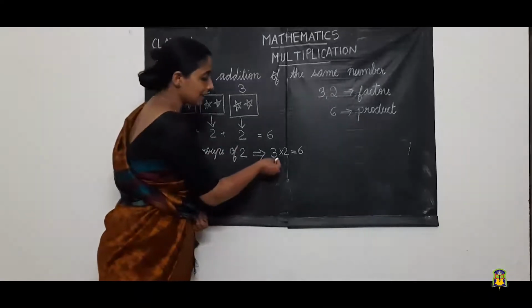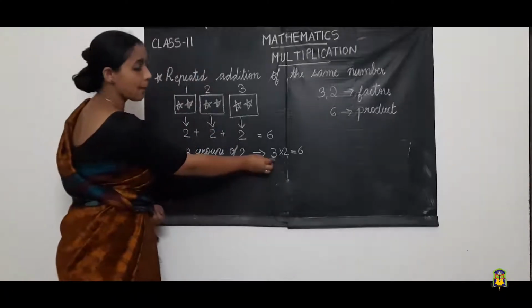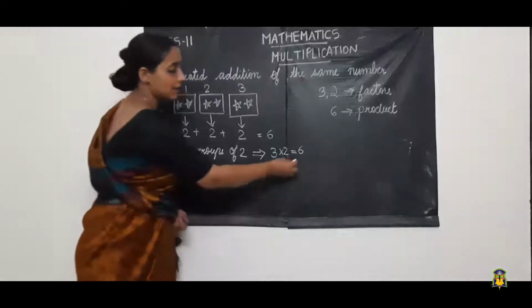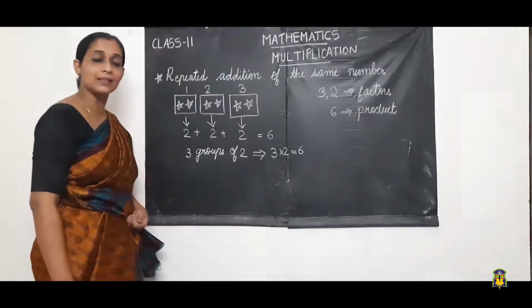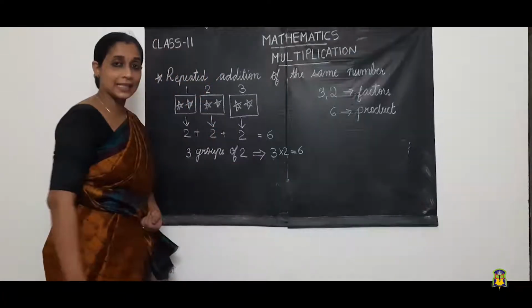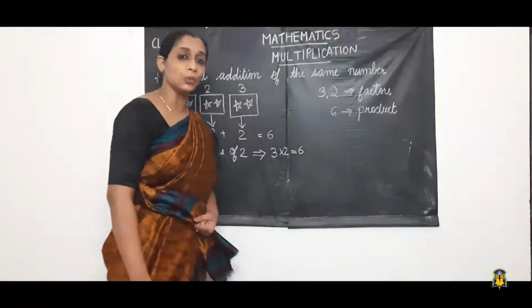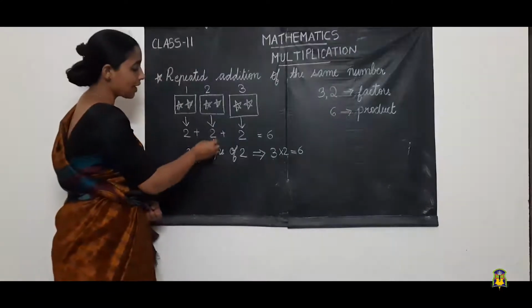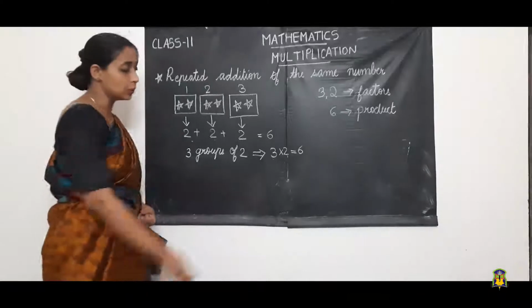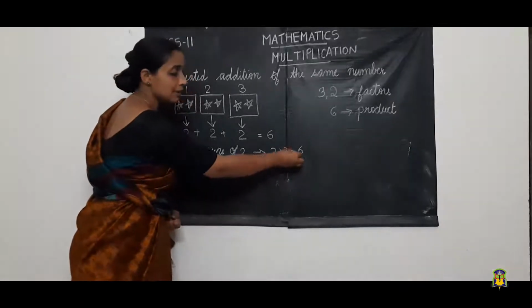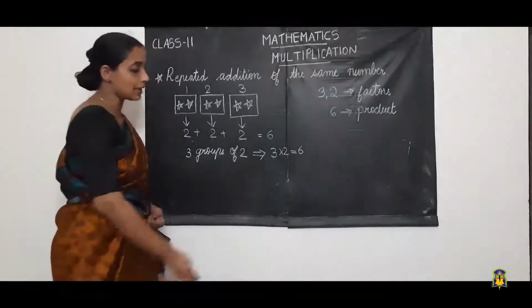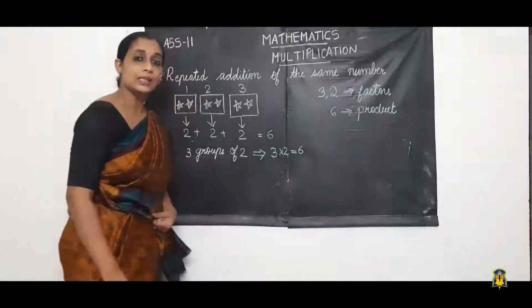We can write it as 3 ... 3 is the number of groups and 2 is the number of stars. That is same as 6. We have learned the table of 2, right? So this we can read as 3 times 2. See how many times we have added 2? 1, 2, 3. 3 times we have added 2. So 3 times 2 is same as adding 2 three times. Okay. That is equal to 6.